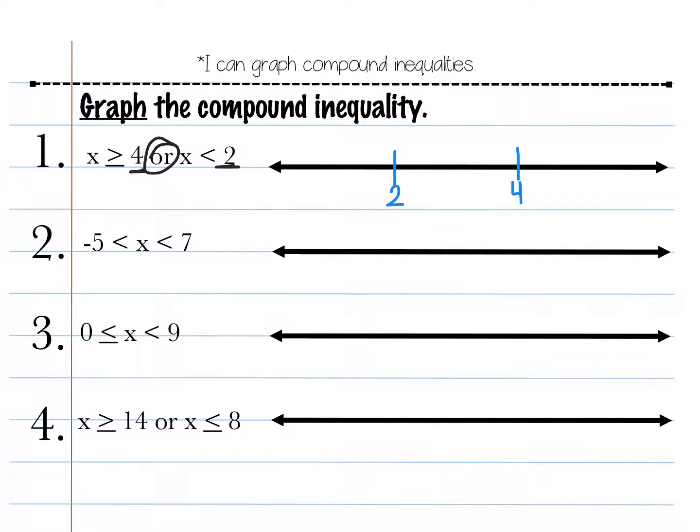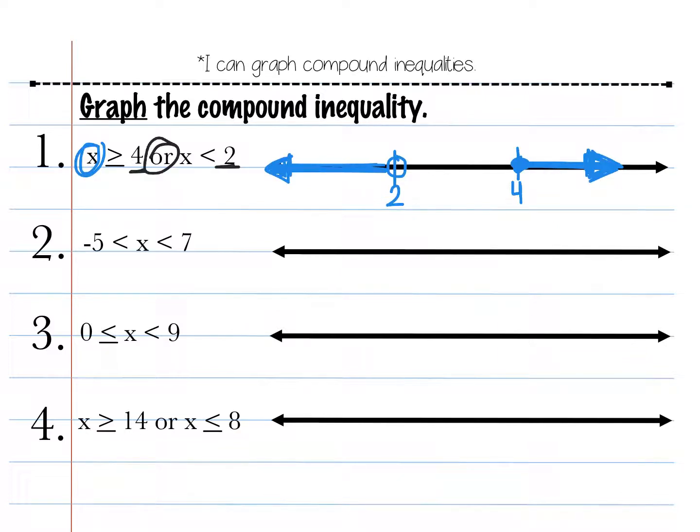So my solutions where I'm going to shade are greater than or equal to 4. So that's going to be a closed circle at 4, and I'm shading everything greater than, so that is over here. All right, so X is less than 2, so it cannot be 2, so I'm going to put an open circle, and it's everything less than 2.